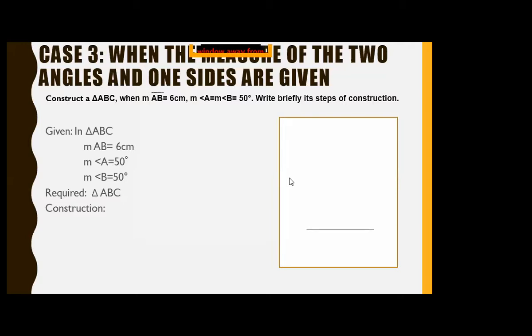Very good. Now, next one is Shehroz. Shehroz, what will be the second step of construction and what we have to do in the second line? At A, making measurement angle A is equal to 50 degrees. Can you repeat the words again by looking at the screen? Look at the screen. At A, making measurement angle A is equal to 50 degrees.